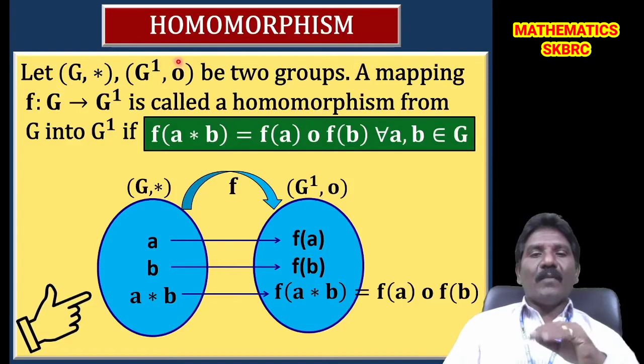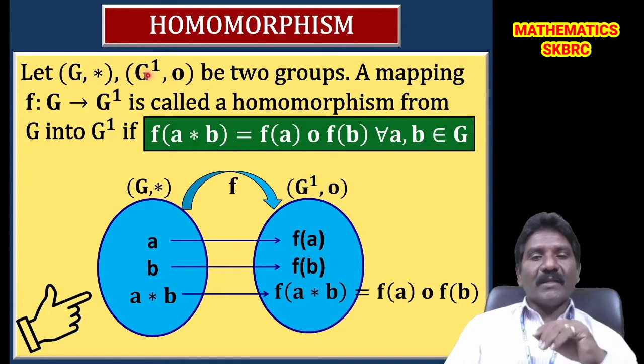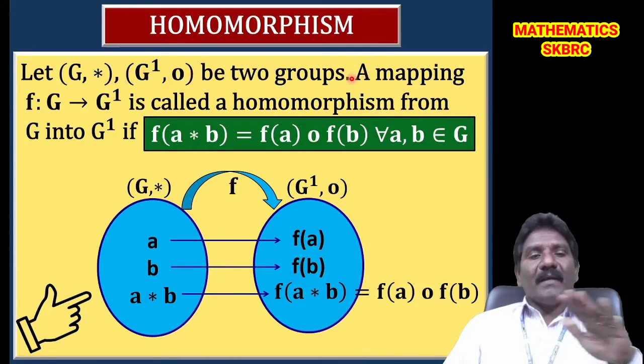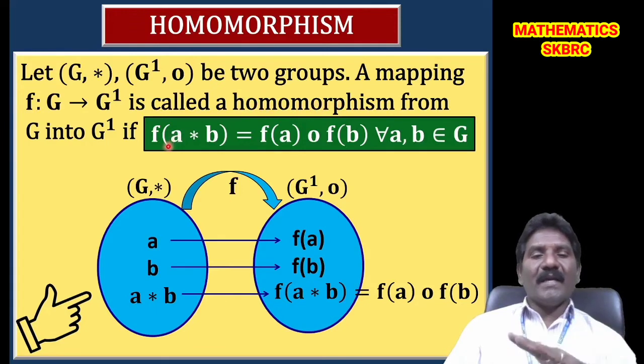Important definition: homomorphism. Let G be a group with respect to the operation star and G dash be a group with respect to the operation circle. And F is a mapping from G to G dash. A mapping F from G to G dash is called a homomorphism from G into G dash if F of A star B is equal to F of A circle F of B for all A, B belong to G.